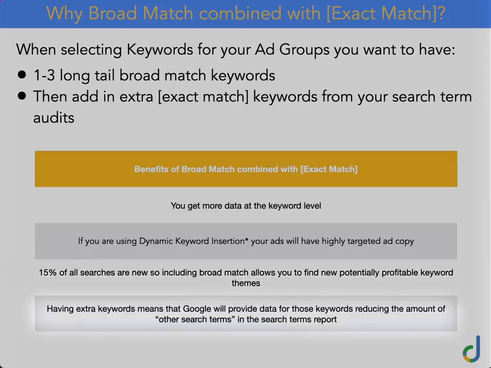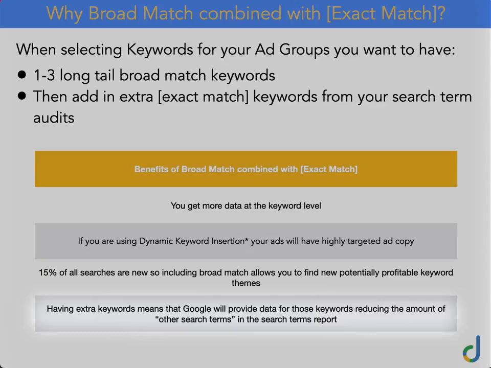And the final benefit is having extra keywords means that Google will provide data for those keywords, reducing the amount of other search terms in the search terms report. So what you find is when you get to the search terms report, Google now only gives you data on what it deems significant. And unfortunately, what is happening is that this list of other search terms is getting larger and larger. So as an advertiser, we're less and less aware of the actual search terms that people are using. However, if you add it as a keyword, Google has to give you that data because you're seeing the data at the keyword level.